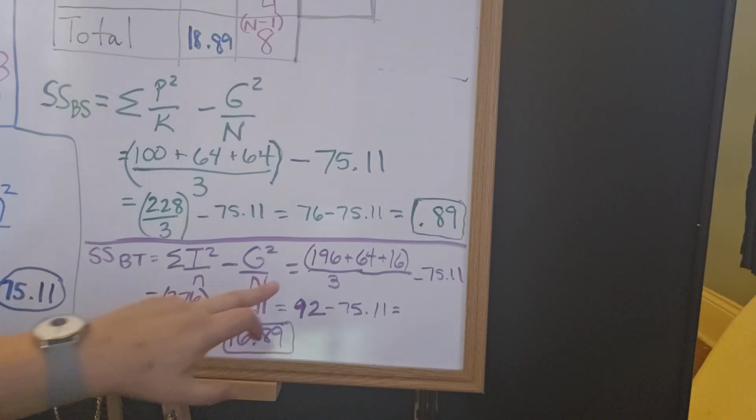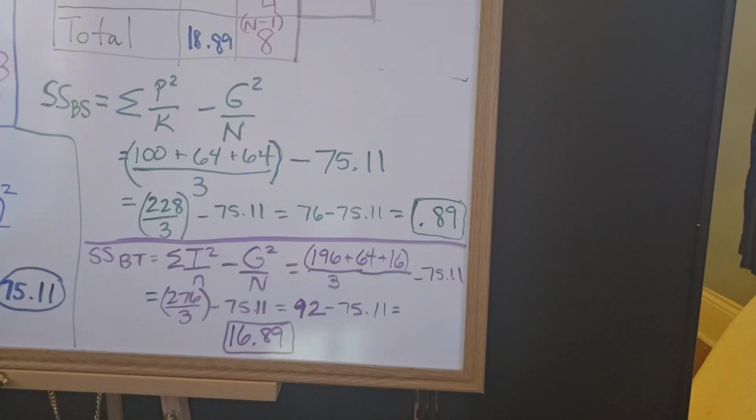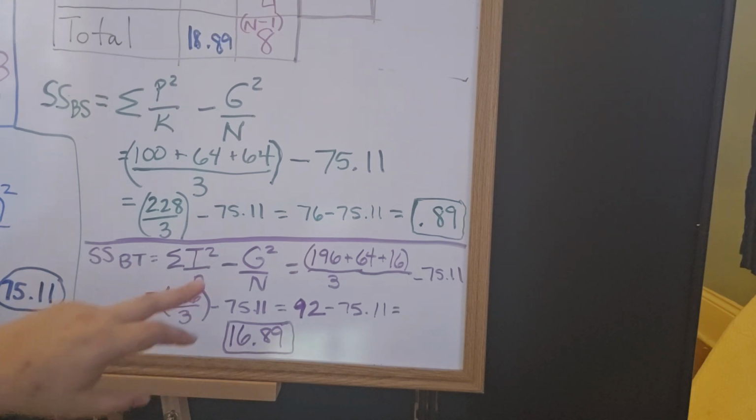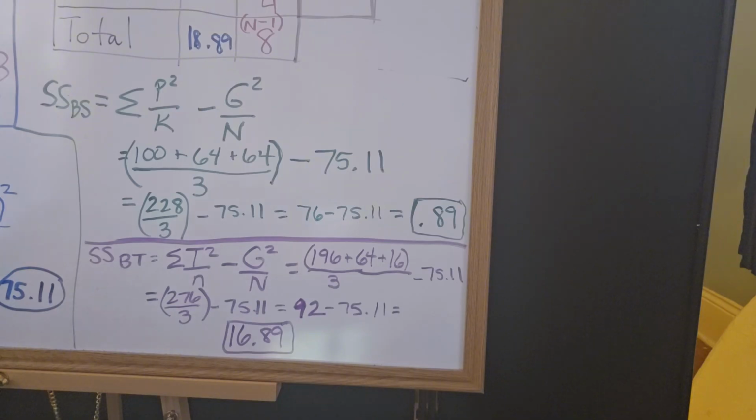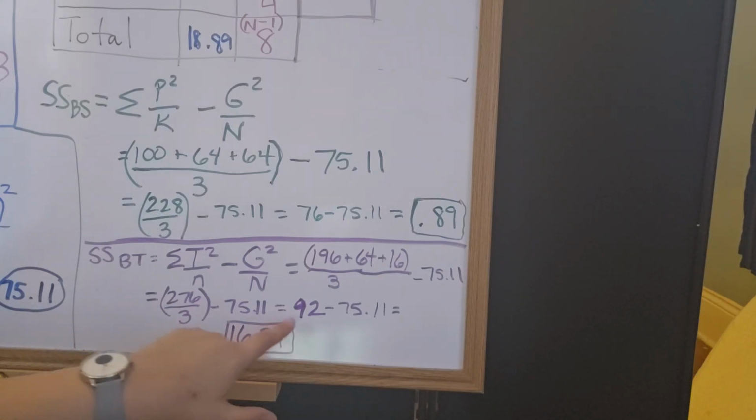So we take our t's. You may or may not remember that our t's were 14, 8, and 4. Remember, t is the total for a particular time point. So the total for the beginning of the semester, the total for the midterm, the total for the finals. And so 14 squared is 196, 8 squared is 64, 4 squared is 16. We add those up together, we get 276. We divide by 3, and we get 92.